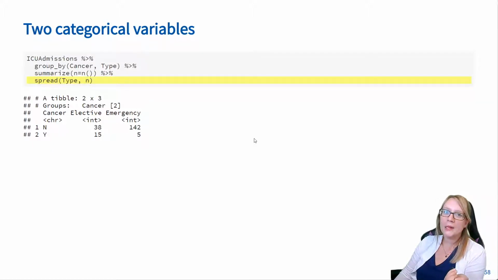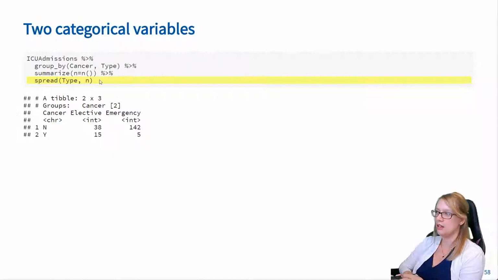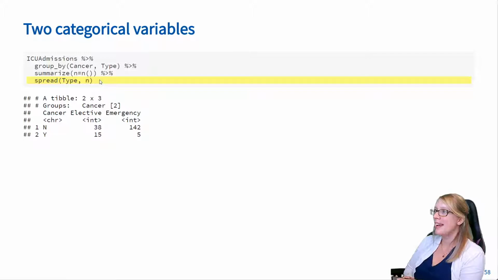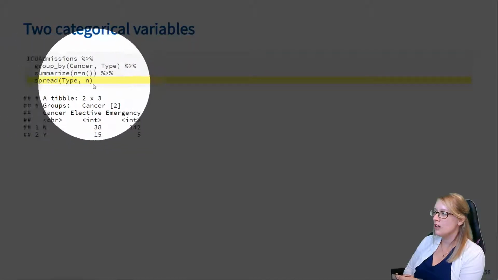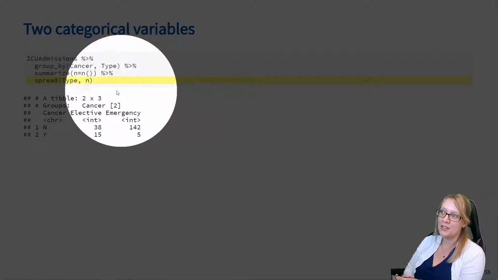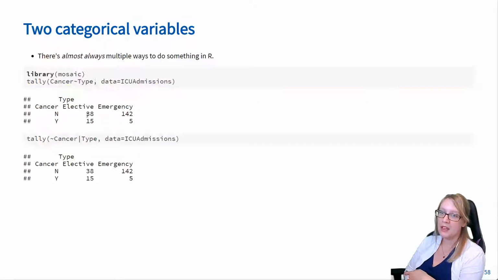Here's how we can produce a table like this. We'll take the ICU admissions data set. We'll group it based on two variables, cancer and type. Summarize n equals n. If we just stopped here, so if we ignored this yellow line, we would get a table like this. By adding this spread, what we're doing is taking the type and spreading it out. So, 4 lines of code to produce this table.